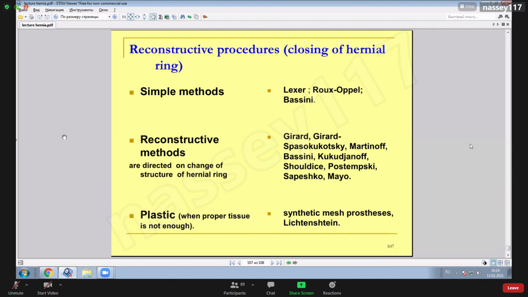Reconstructive procedure, closing of the hernial ring. Yes, we have simple methods. It's Lexer, Ruopel, Bassini methods for common tissues. Reconstructive methods are directed at change of structure of the hernial ring. It's Girard, Kotsky, Martynov, Bassini, Kukujanov, Sholdais, Postempsky, Sapezhko, Mediomopic. And plastic when proper tissue is not enough. It's a synthetic mesh prosthesis method by Lichtenstein, for example.